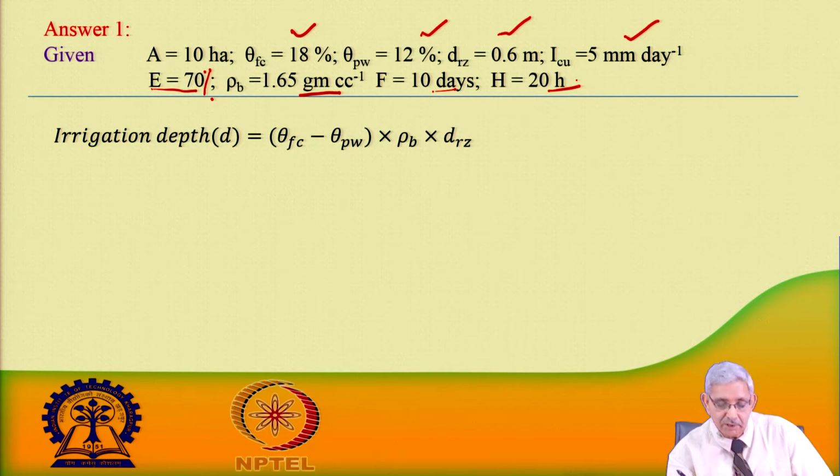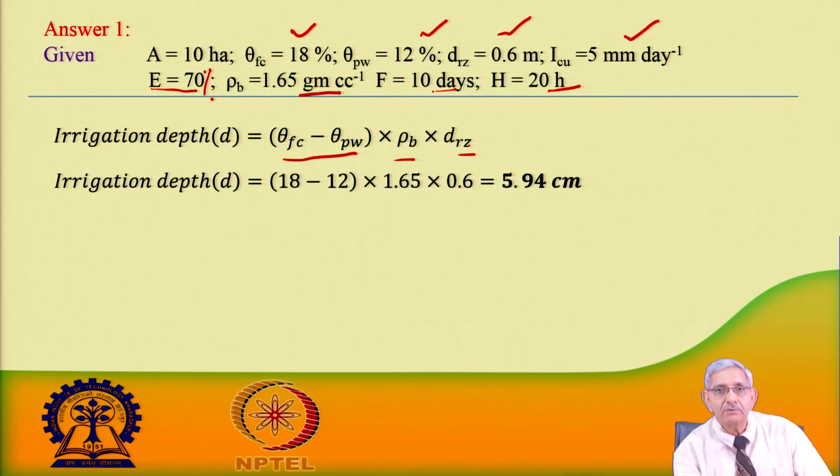So, irrigation depth can be found out by using this data, that is the available moisture content, which is the difference in the moisture content, theta FC minus theta PW, multiplied by the bulk density into depth of root zone. After substituting these values, we get the depth as 5.94 centimeter. So, this is the depth of irrigation which will be used in the problem.